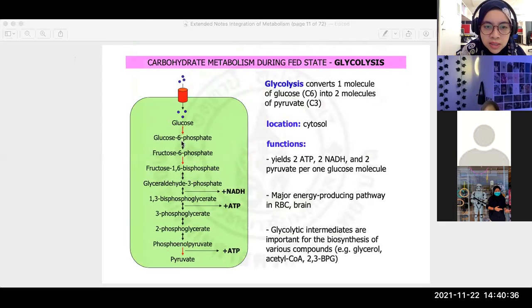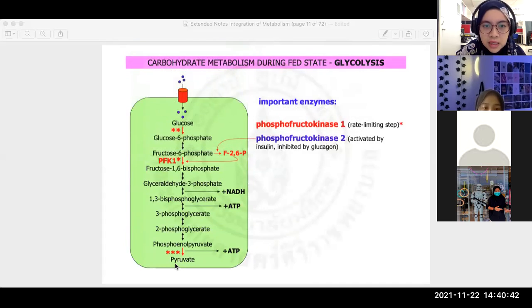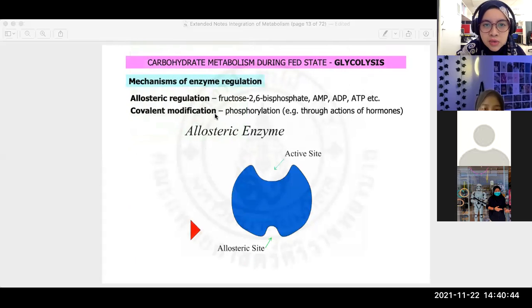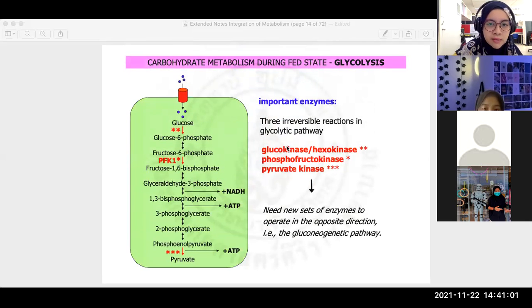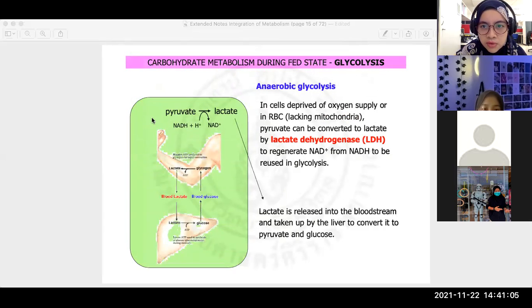Okay, so glycolysis involves a lot of enzymes because it has a lot of intermediates. These enzymes are regulated by two mechanisms: allosteric regulation and covalent modification. Allosteric means they are regulated by other molecules like ATP, while covalent modification involves, for example, the phosphorylation of the enzyme itself. Okay, so that's one regulation. I won't go into detail.